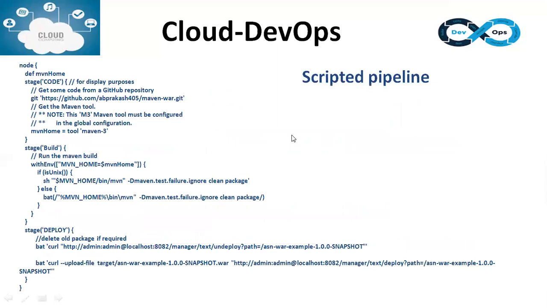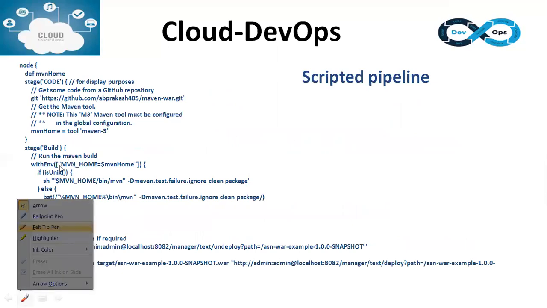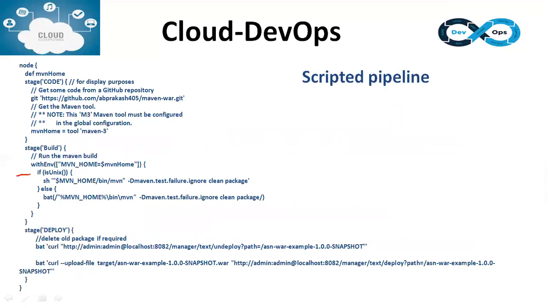So this is the scripted pipeline. As I have already explained to you, if you are able to see the scripted kind of concept, like if condition and with env and a definition of some variables, that means it is a scripted pipeline.